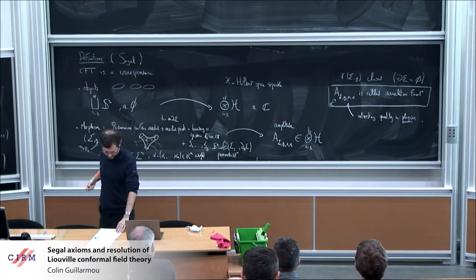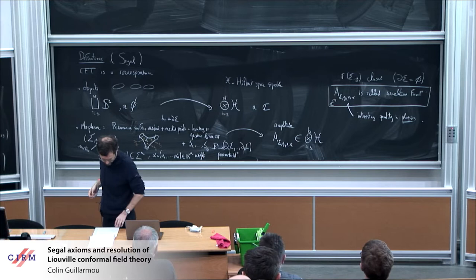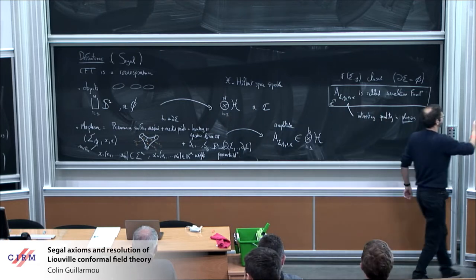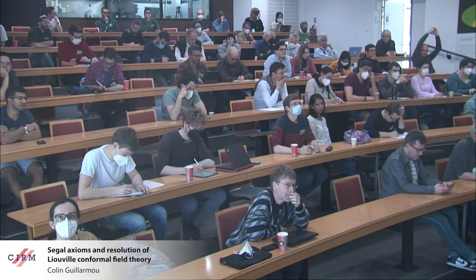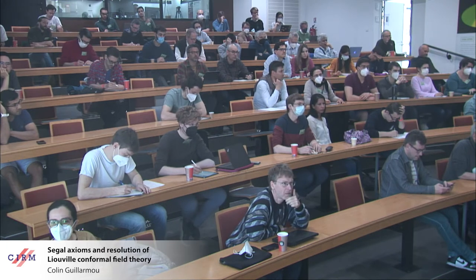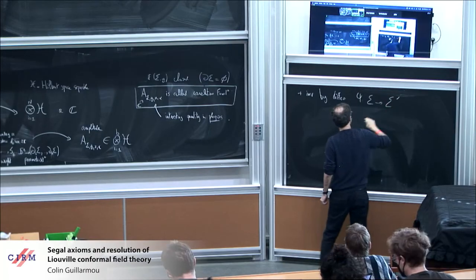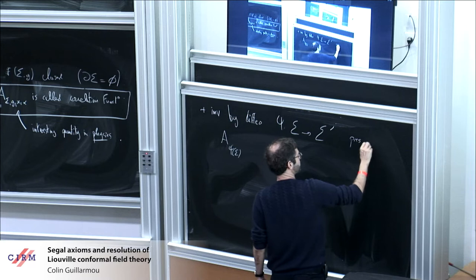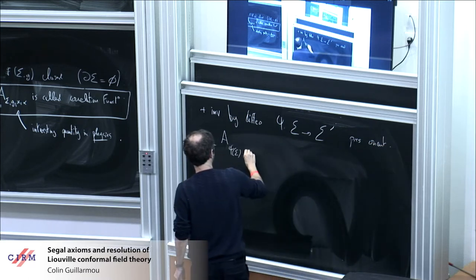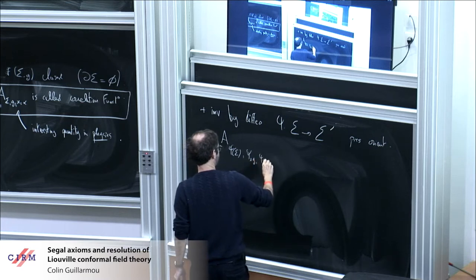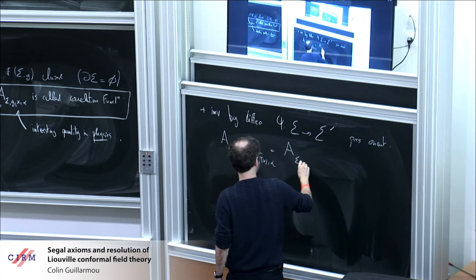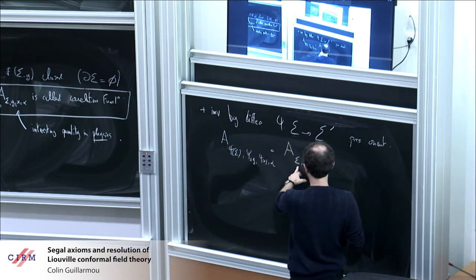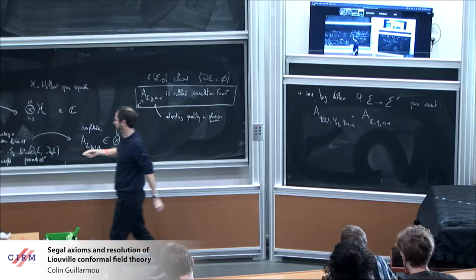Okay. So now, to have a conformal field theory, we need conditions. The first condition is invariance by diffeomorphism, preserving orientation. You want the amplitude of the image to be given by the amplitude of the surface, and then you have to compose the parametrization by psi also.